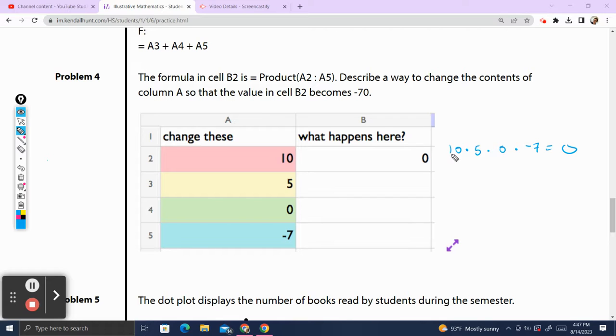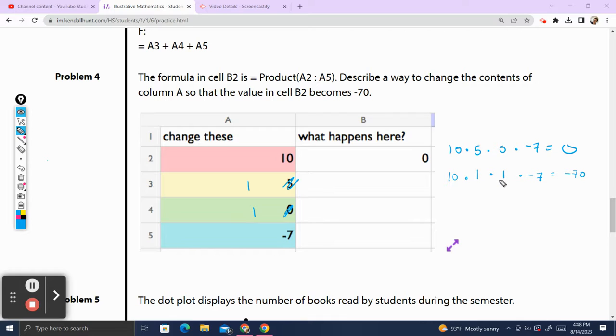Well, I see this 10 over here and this negative 7 over here. So I'm going to keep these guys. That's going to get me negative 70. So what can I do about these two numbers to fix it? Well, if I make this guy a 1, cross him out, make him a 1, and I make this guy also a 1, cross him out, make him a 1, I have now fixed my problems, and the content of cell B2 is negative 70.